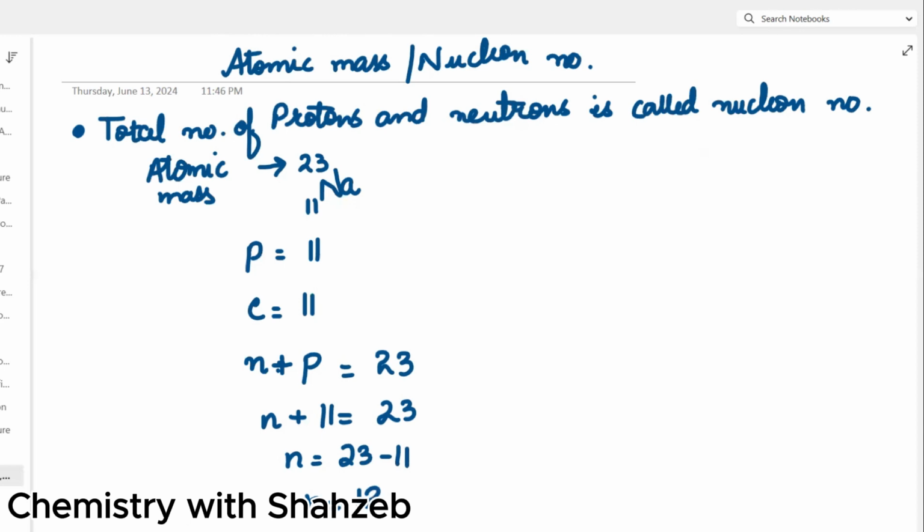So in this way, we will be able to find neutrons and protons. Just remember that the total number of neutrons and protons basically represents atomic mass. Okay. Let's take one more example.